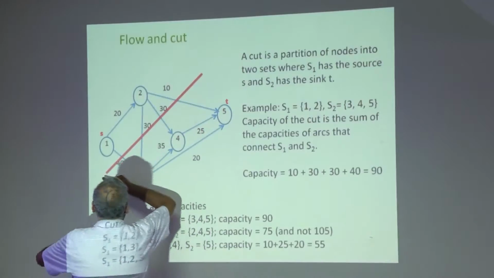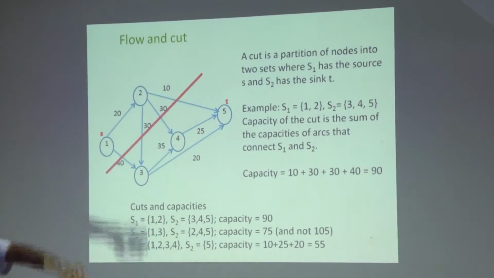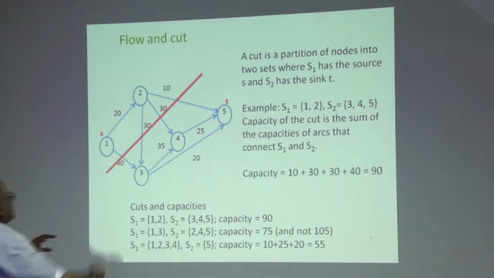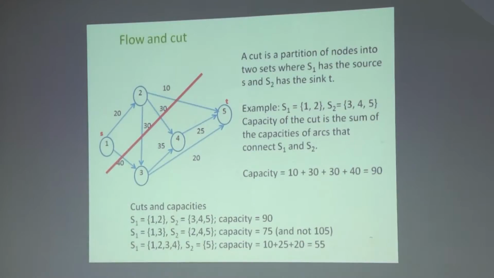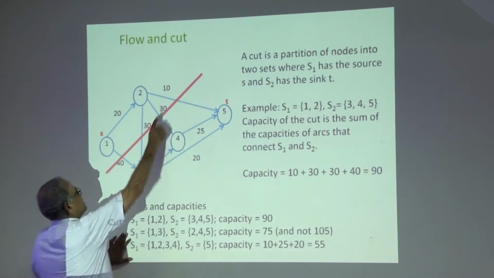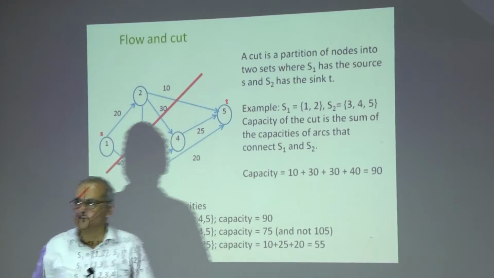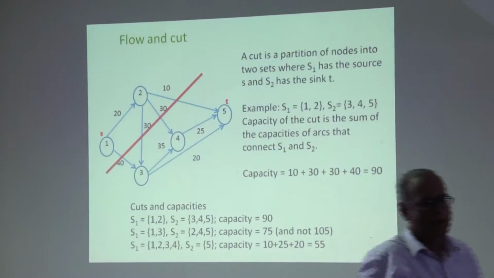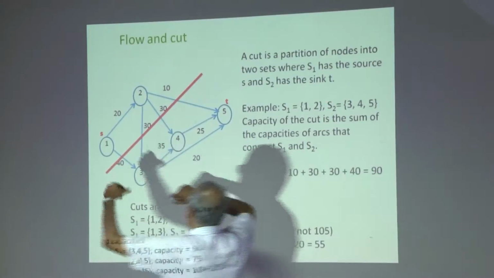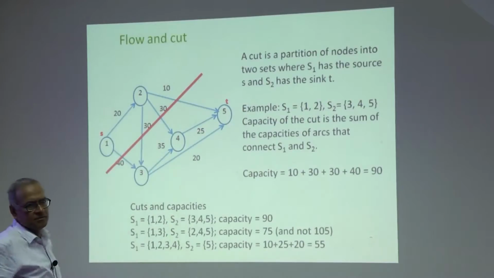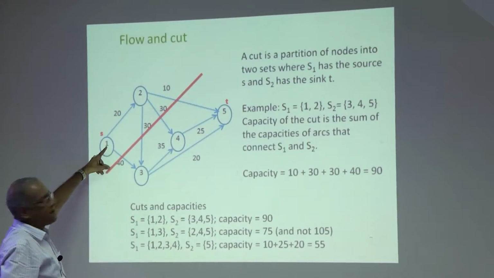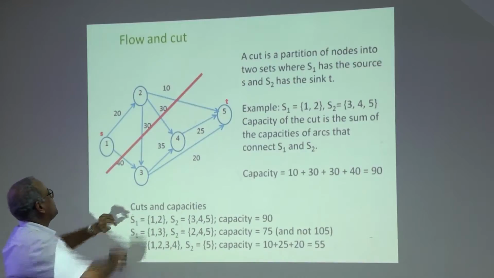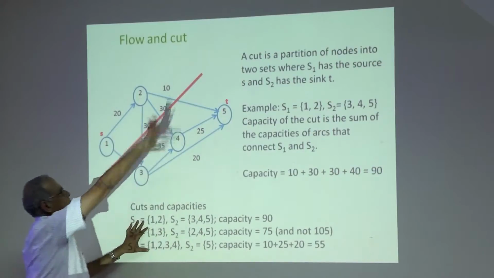For example, if I take this network and draw this red line and tear it into two, then my S1 is 1 and 2, S2 is 3, 4 and 5. Node set. Alright? And then I am tearing this network into two, which means I am breaking this, and if the rest of these arcs have infinite capacity, or already there is infinite capacity here, I can always send 40 plus 30 plus 30 plus 10 through this.